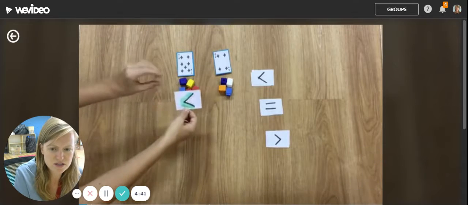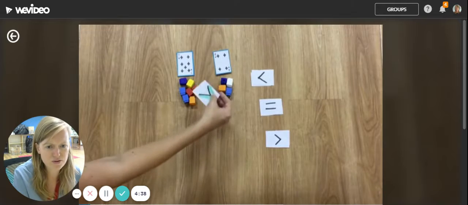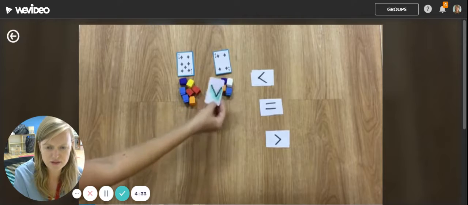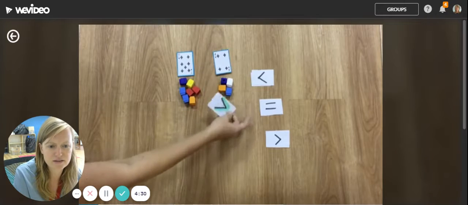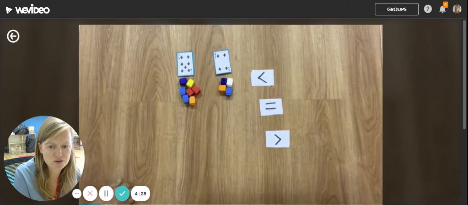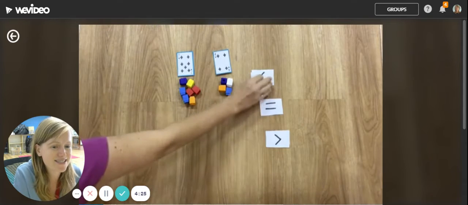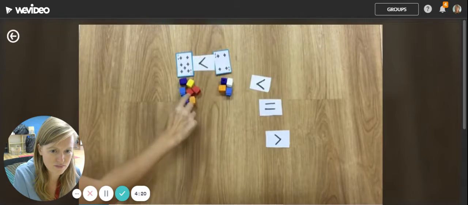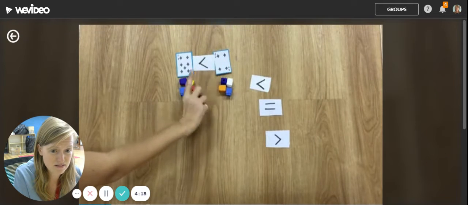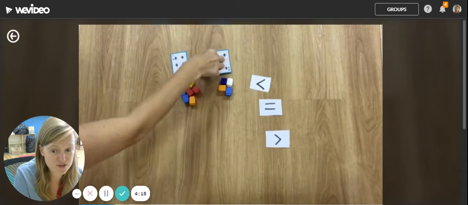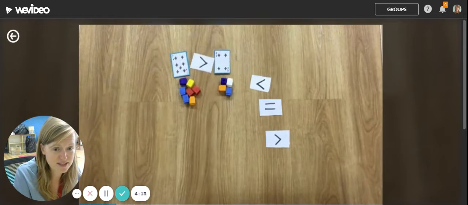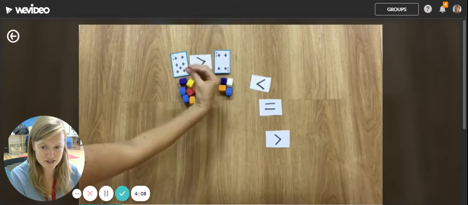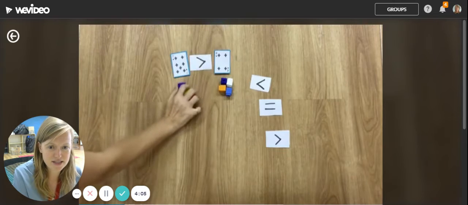So which one should I use? Now remember, the alligator always wants to eat the bigger amount. So we point his jaws in the direction of the bigger amount. All right, the jaws need to point towards the 7. Have we got it right? No, we want to point the jaws towards the 7. We want to say that 7 is greater than 4. Good job. The alligator wants to eat the 7.